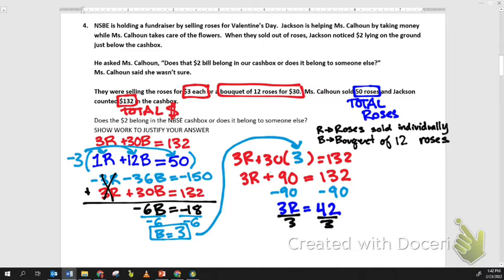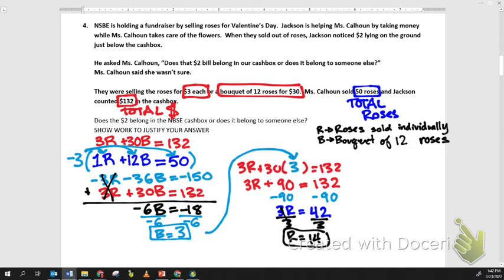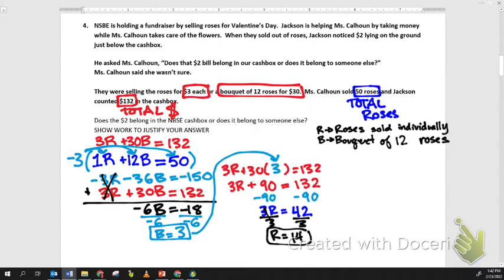And my last step, when I divide both sides by 3, I get 14. Is that right? Is that what you said? Great. So, when I solved my system of equations, I got B is 3 and R is 14.